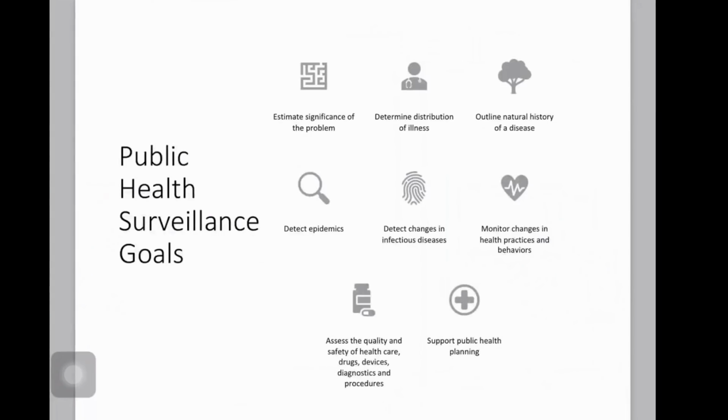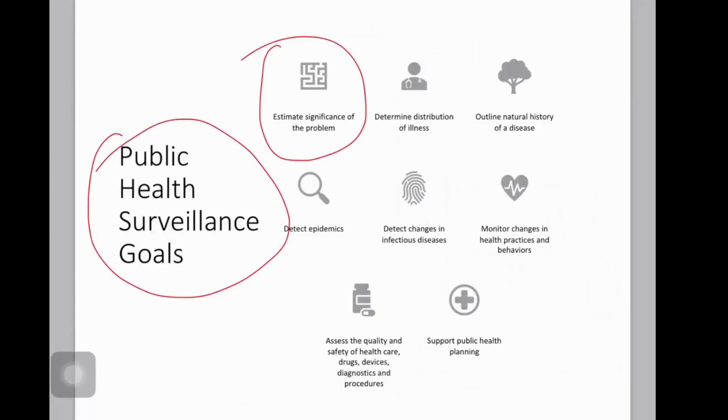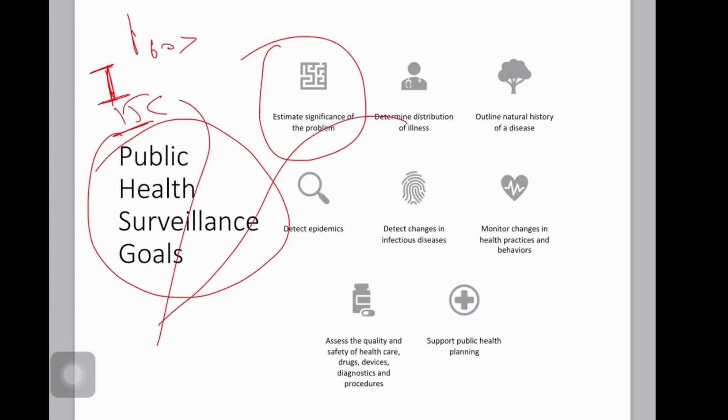Now, the goals of public health surveillance. These are some goals which I have listed over here. For example, it helps to estimate the significance of the problem, like how severe the measles outbreak is, how severe the COVID situation is in a particular county. Then determining the distribution of illness: how it is distributed by age, like people aged 60 and above, or under 15, and by community, like Hispanics or Asians, and if it is targeting a group, this needs to be figured out.